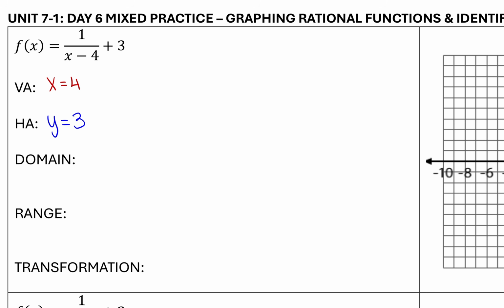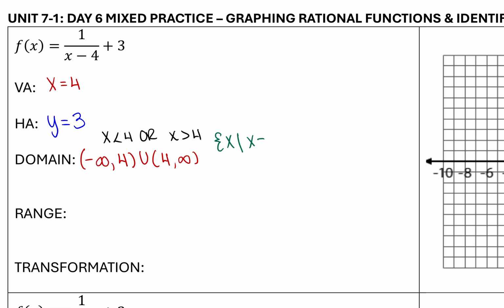The domain is based on the vertical asymptote, so it's given to us by negative infinity, comma, positive 4, not including it, union. Then from positive 4, comma, to positive infinity. Then we also have the inequality notation, which is given to us by x is less than 4 or x is greater than 4. We also have the set notation, which is given to us by all x's, except x cannot be equal to 4. Otherwise, it would make it undefined.